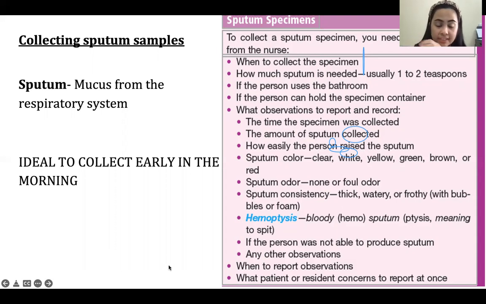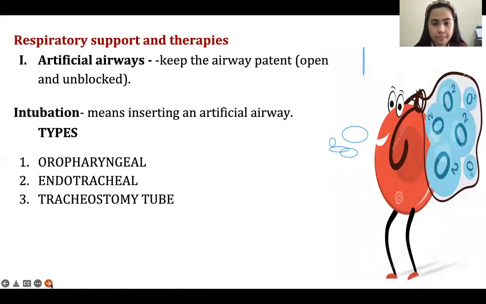What is hemoptysis? Sometimes you will see hemoptysis. Hemoptysis is bloody sputum, meaning there is blood in the sputum. Some patients have hemoptysis if they have tuberculosis. There are patients with COPD whose throat is pressurized because of too much coughing, which might result in hemoptysis. Like COVID patients, because most of them are coughing a lot, they are having this hemoptysis.